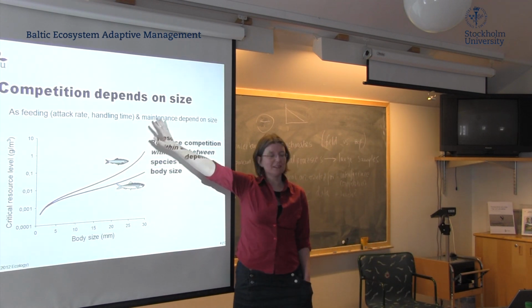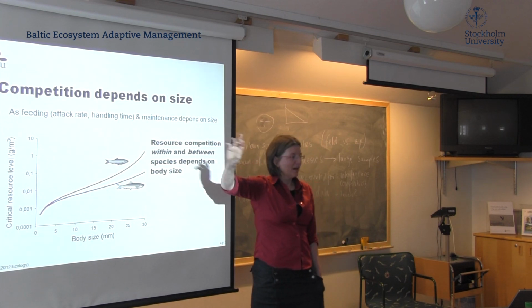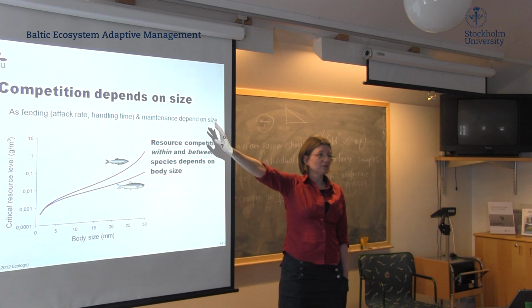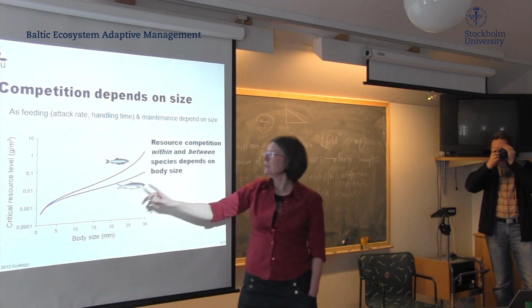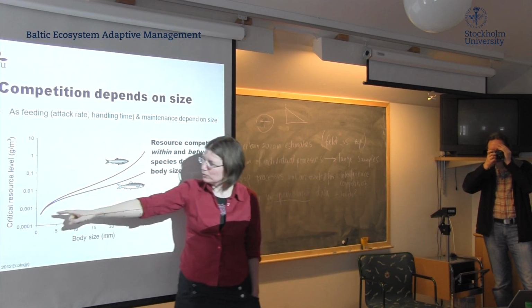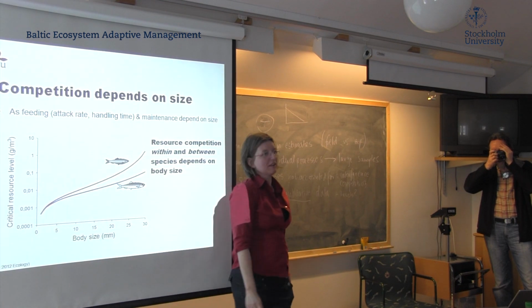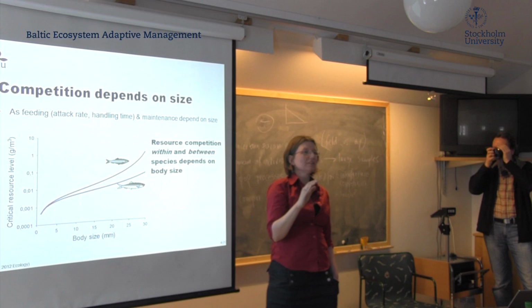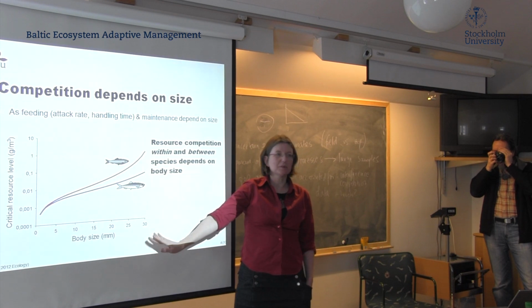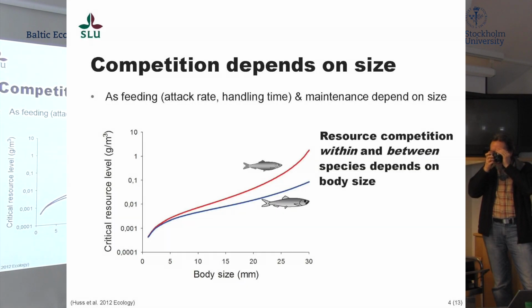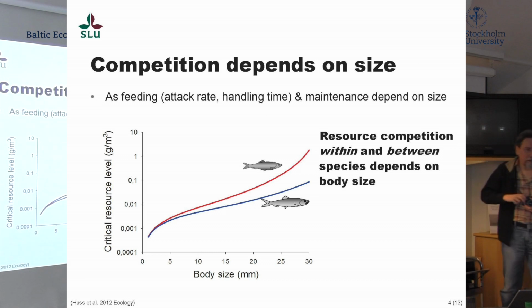Because we're assuming that attack rate, handling time, and metabolism, so the energy cost for maintenance, depend on size, the consequence is that competition depends on body size, or competitiveness. What we have here on the y-axis is the critical resource level. That's the density of resources that an individual of this particular size needs to sustain itself. That's the minimum that it needs. If you concentrate on herring, for example, the blue line, this critical resource level increases with body size. So a small individual can always sustain on less resources than a large individual.